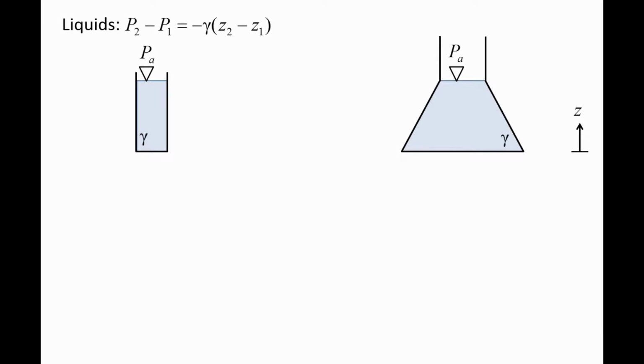It is important to remember that pressure only varies in the vertical direction for static fluids. Here we have two open containers filled with the same liquid that has a specific weight gamma.